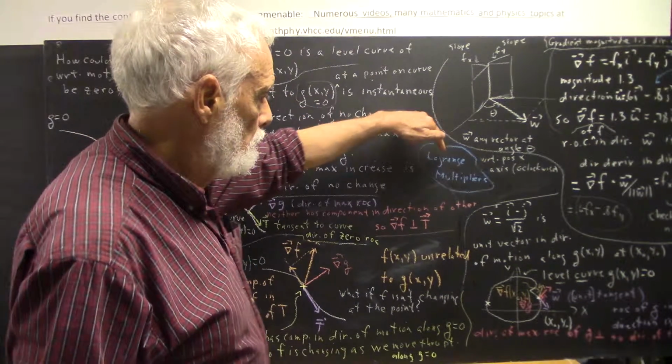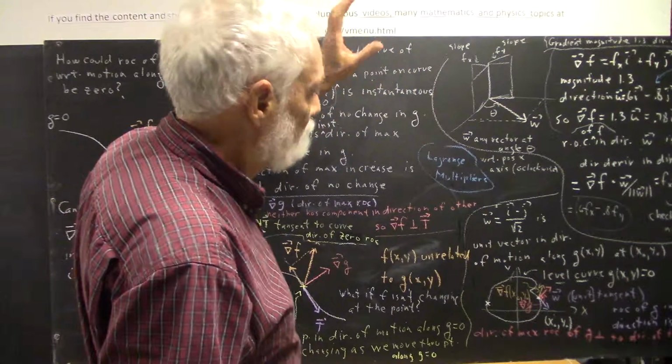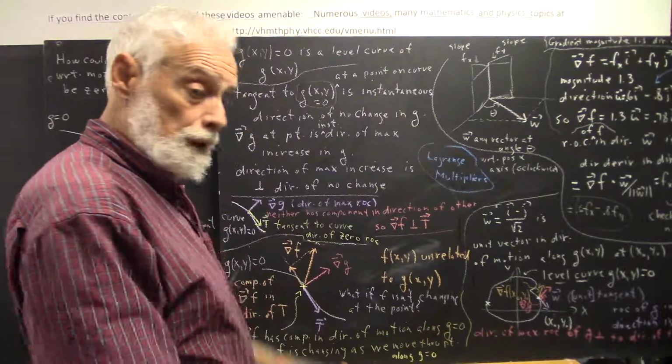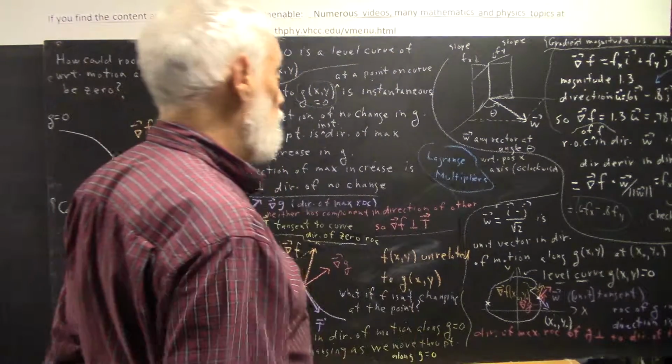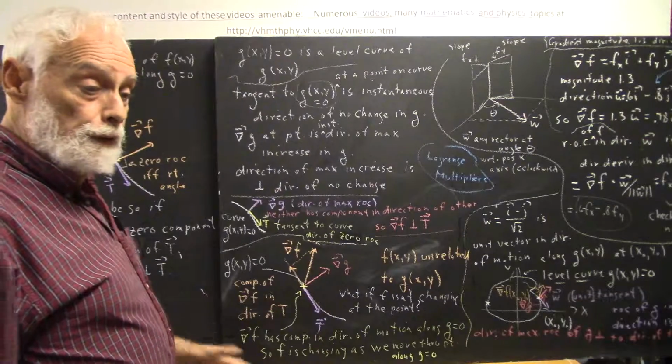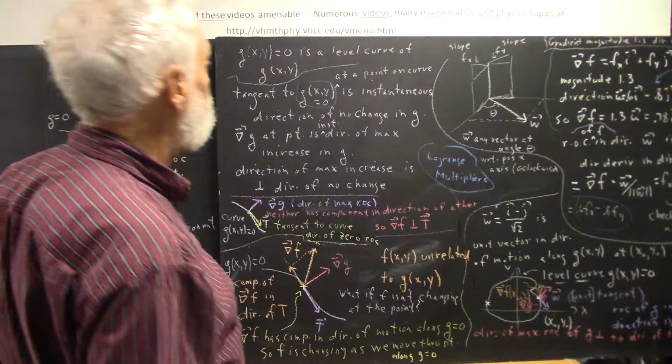Now we want to take a look at Lagrange multipliers. Just forget that name for the moment, that's what we're going to build up to. Let's just go back to some fundamental properties of level curves and gradients.